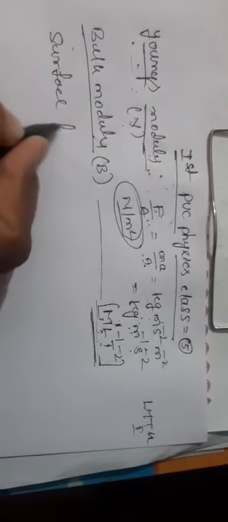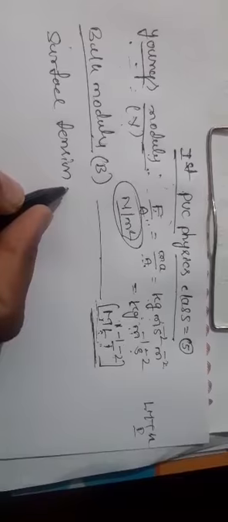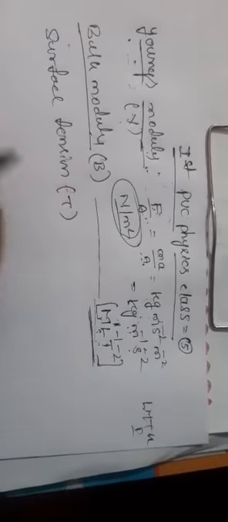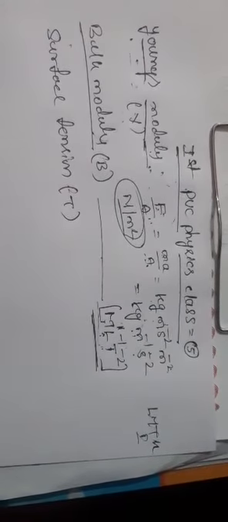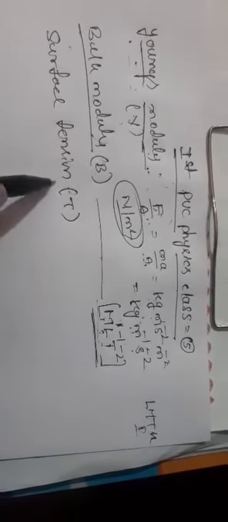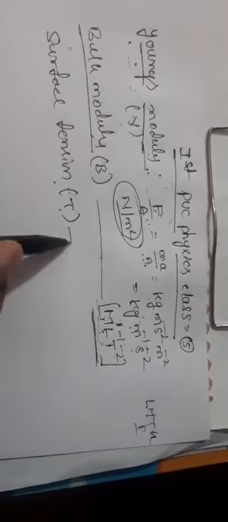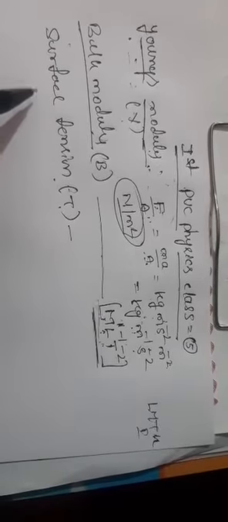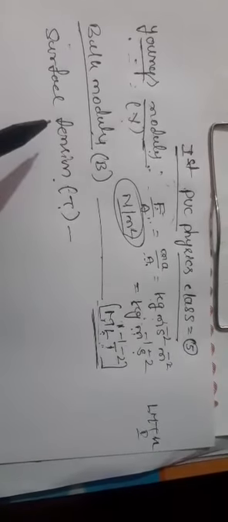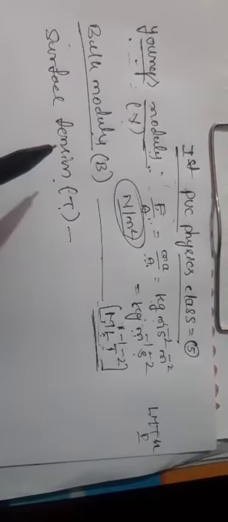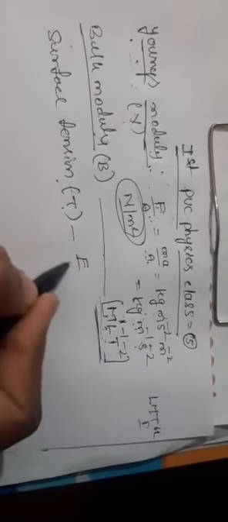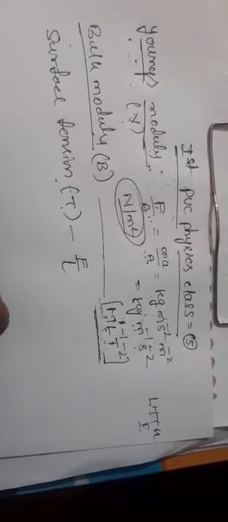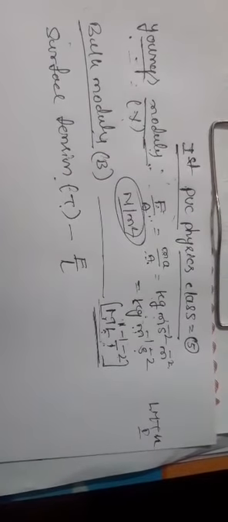Next physical quantity is surface tension. Surface tension is represented by the symbol capital T. It is a property of a liquid. The force acting per unit length is called surface tension.